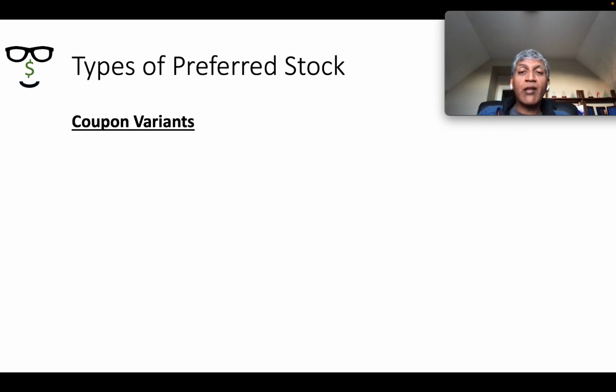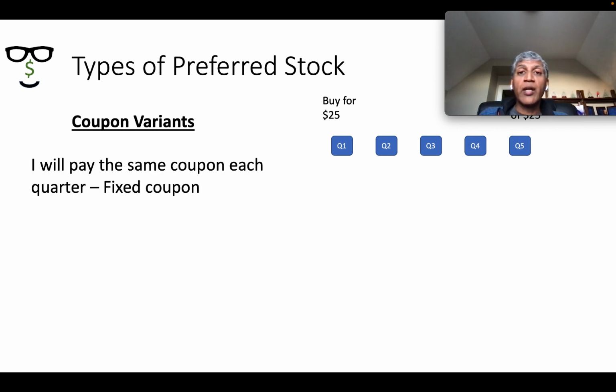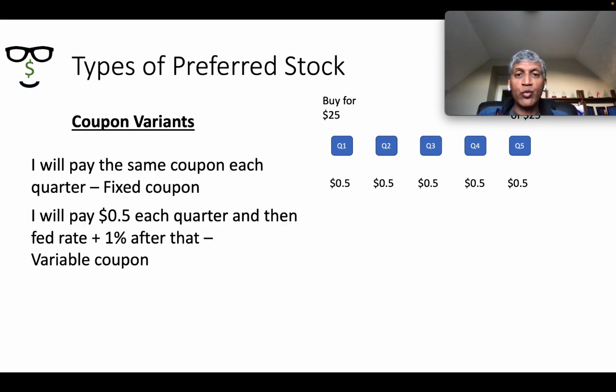The coupon itself has variance. What do I mean by that? This introduces another scenario where you pay $25 for the preferred stock. There are 5 quarters. You get your $25 back. In scenario 1, it is what we call a fixed coupon. You know you're going to get 50 cents a quarter every quarter until maturity. That's the fixed coupon. The second one says, well, it's fixed for the first quarter, but then after that, I'm going to give you 1% above the federal funds rate or the LIBOR rate. That's the variable coupon preferred stock.